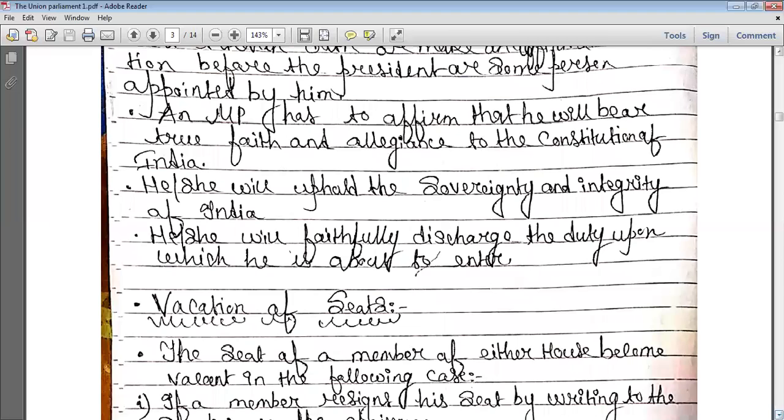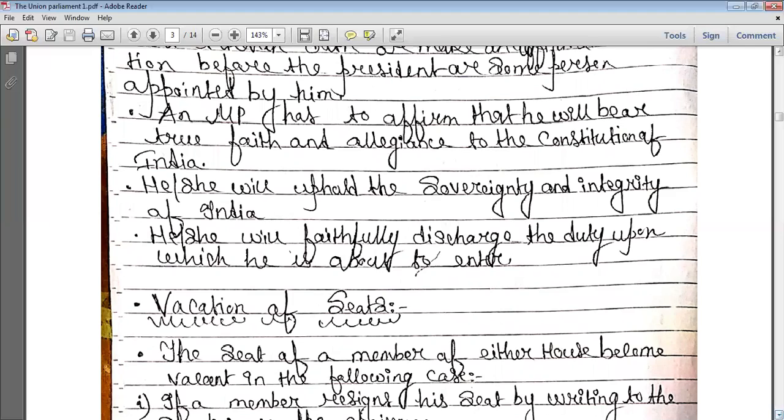An MP has to affirm that he will bear true faith and allegiance to the Constitution of India. Members of the parliament have to promise that they will do everything according to the rules of the Constitution. He should always uphold the sovereignty and integrity of India. That means always defend and protect the country, and give freedom to all the people.